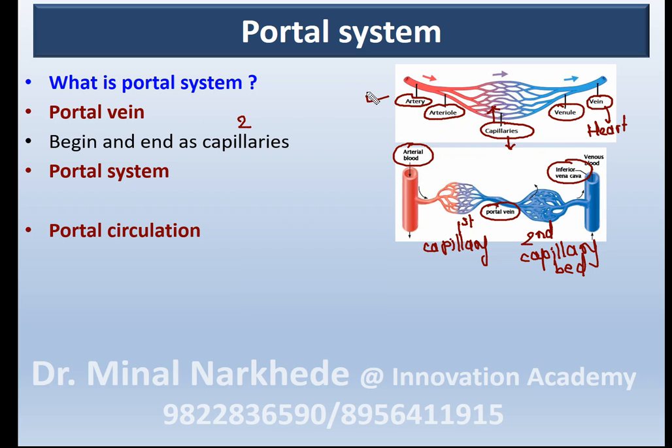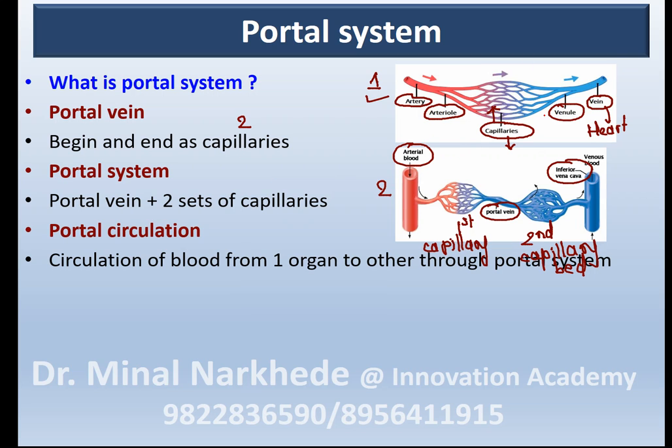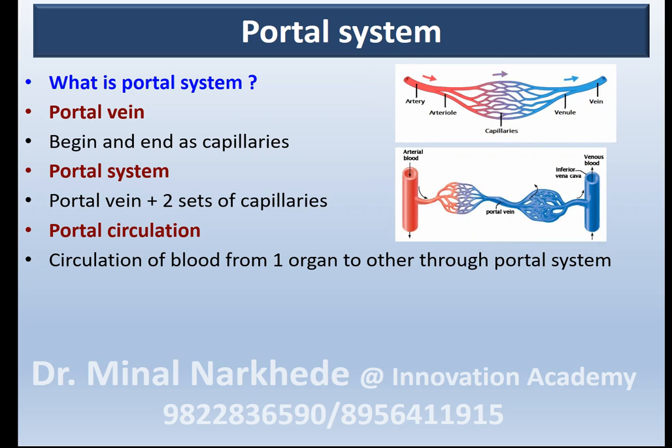So the main difference is here you have only one capillary bed and here you have two capillary beds. So such type of vein which is beginning as well as ending in capillaries is called a portal vein. Then what is a portal system? So this vein along with its two capillary beds is called a portal system. Then what is portal circulation? The circulation of blood from one organ to other organ through portal system.